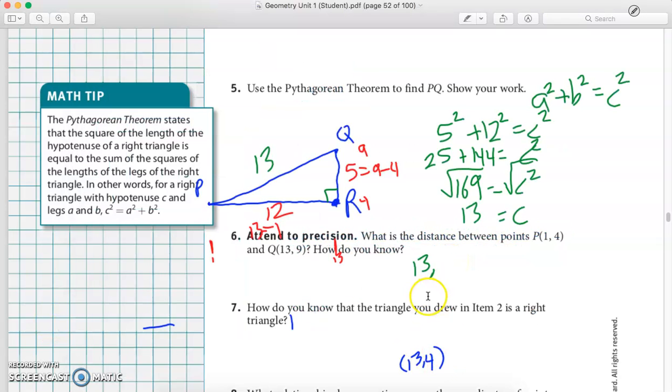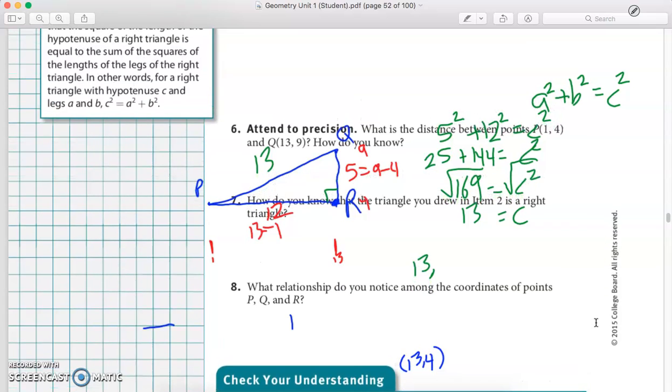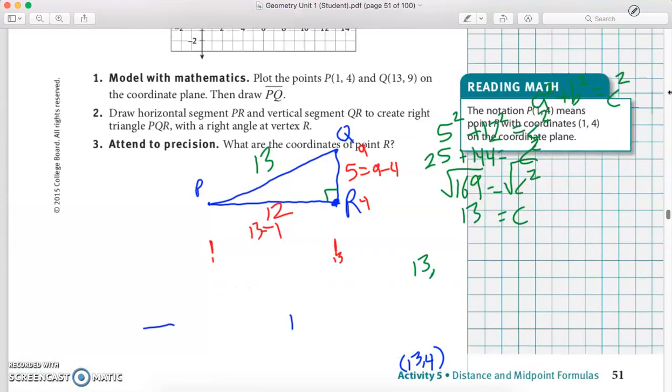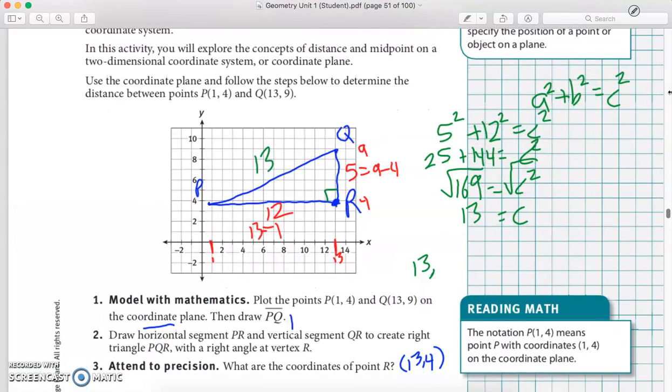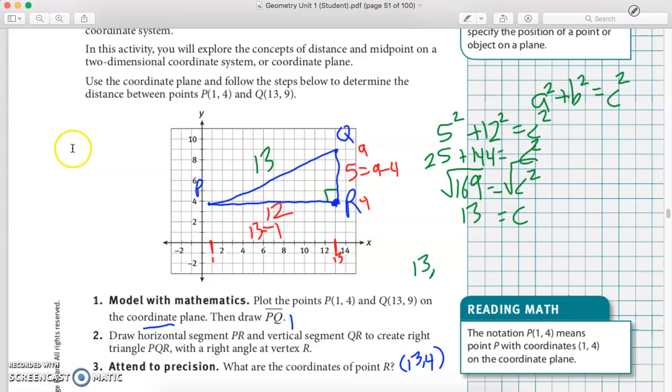Okay, and then last part, number 8. What relationship do you notice among the coordinates of points P, Q, and R? So if we go back and look at the coordinates of P, Q, and R, something important to notice. Remember, P was the point (1, 4), Q was the point (13, 9), and R was the point (13, 4). Looking at those, pause the video and see if you can figure out what's unique about those 3 points, and then we'll go over it.